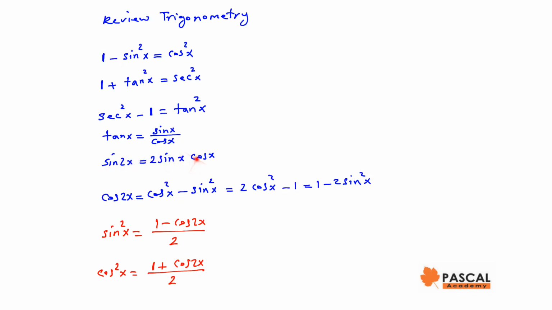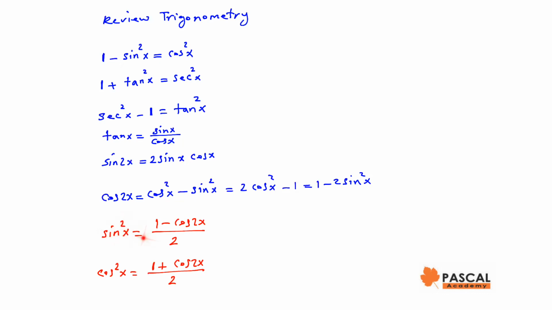Sine of 2x equals 2 sine of x cosine of x. Cosine of 2x equals cosine squared of x minus sine squared of x, which is 2 cosine squared of x minus 1, which is also 1 minus 2 sine squared of x. Double angle formulas.